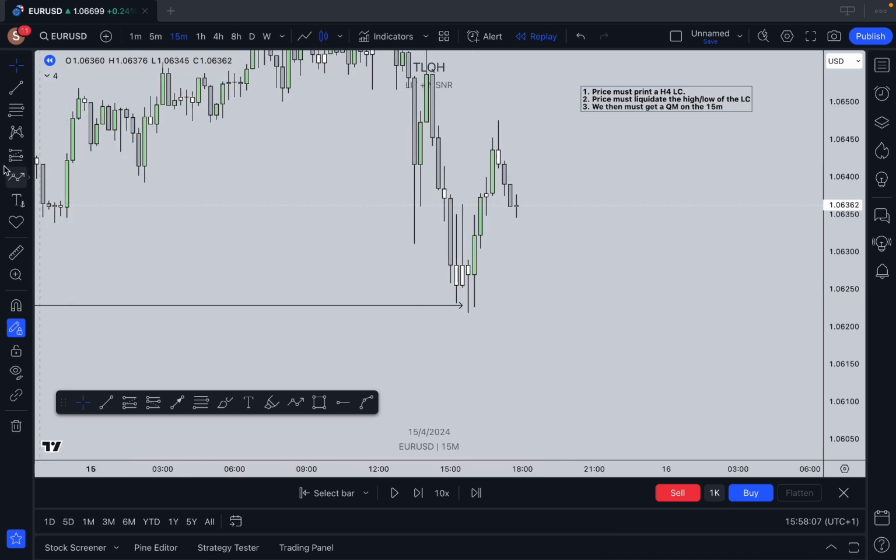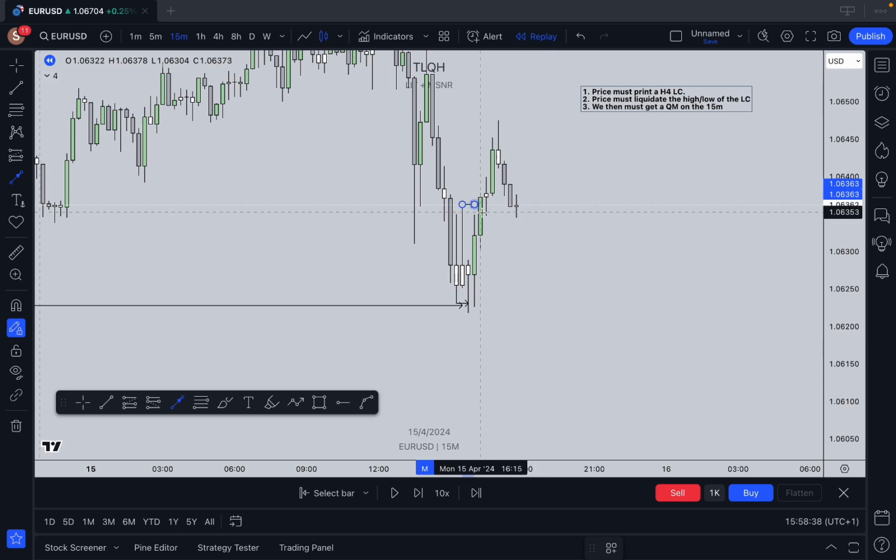So price does this here. We take out the low, and we take out the high. Now what are we looking for next? Well, we're looking for price to come and take out a liquidity candle within this leg.